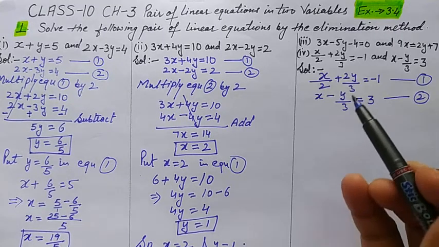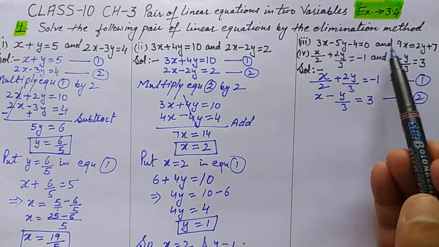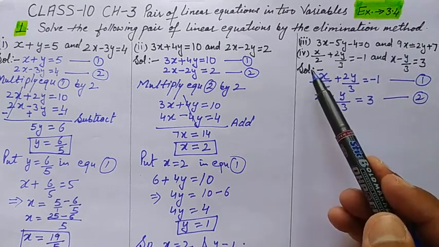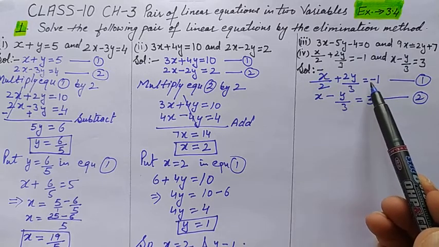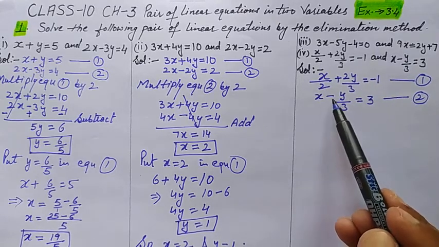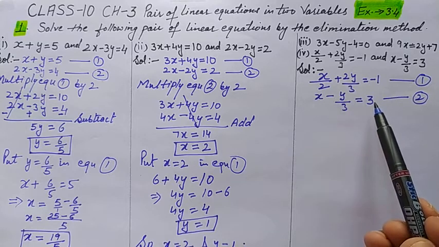Now next is the third part. Students can do this themselves. Let me do the fourth part. So the fourth part is x over 2 plus 2y over 3 is equal to minus 1, and x minus y over 3 is equal to 3.